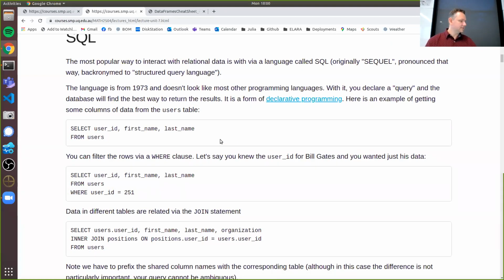We're actually at 6 o'clock, so I'll come back and we'll cover SQL and data frames together after the break.